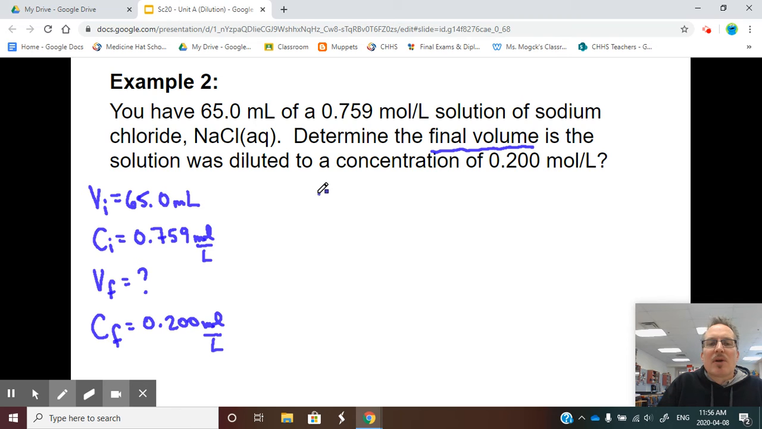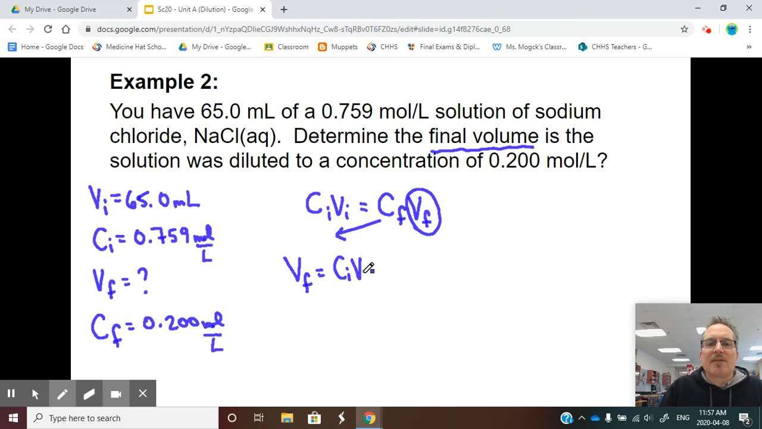So I get 1 mark for copying the formula. CI/VI equals CF/VF. I am solving for VF this time, so I'm going to move concentration to the denominator on the other side. So VF equals CI/VI over CF. You get 1 mark for the two formulas, the original and the moved around version.